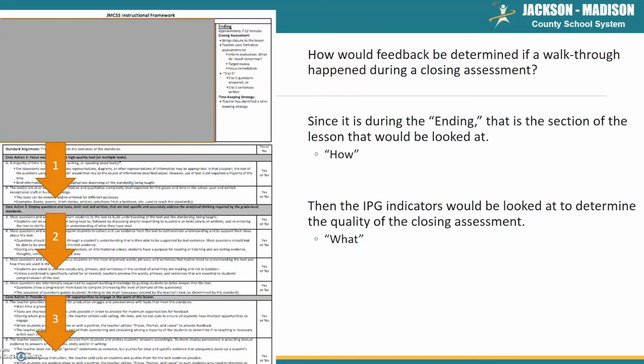So how would feedback be determined if a walkthrough occurred during your closing assessment? On the top of the framework, or the how, the ending section would be looked at. Then the core actions, or the IPG indicators, would be looked at to determine the quality of the closing assessment.